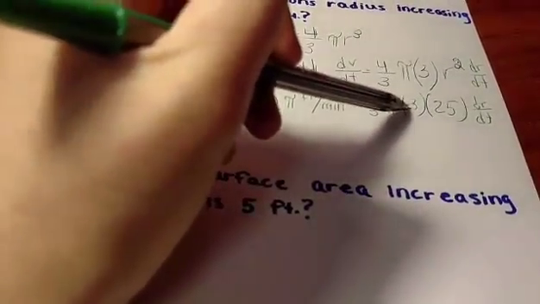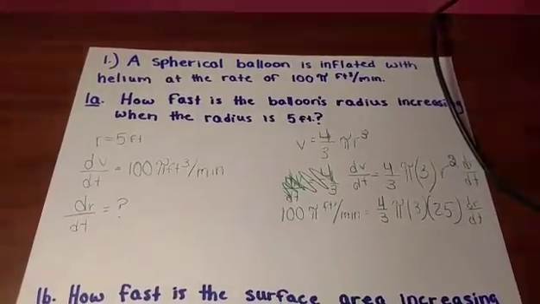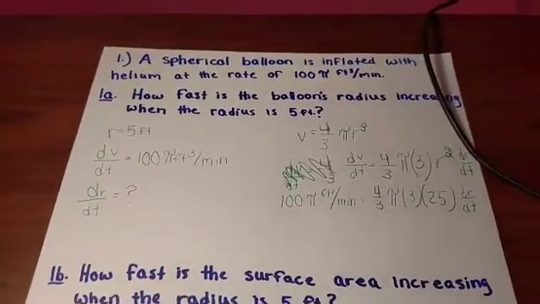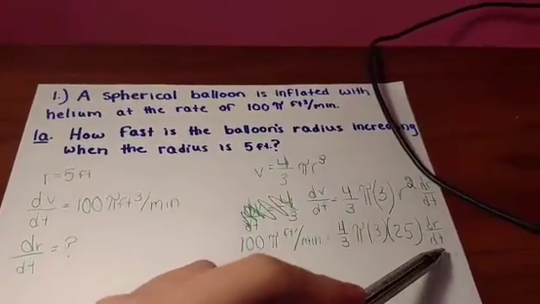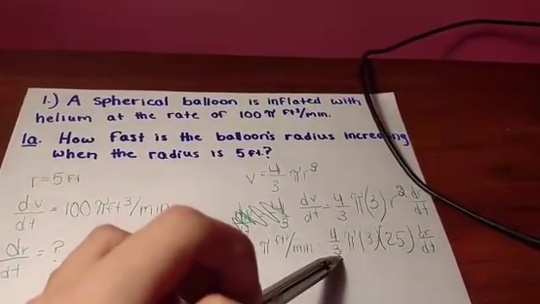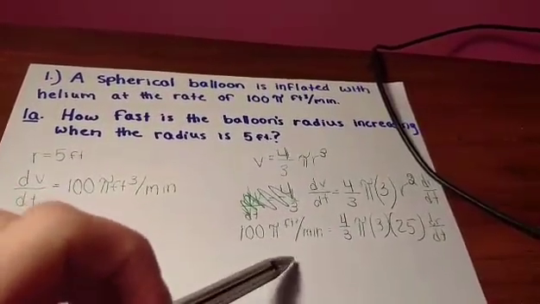4/3 pi times 3 times 25. We should get 100 pi when we multiply all of these out. So to isolate dr dt, we have to divide this whole quantity out of here and divide the 100 pi feet cubed per minute by it.